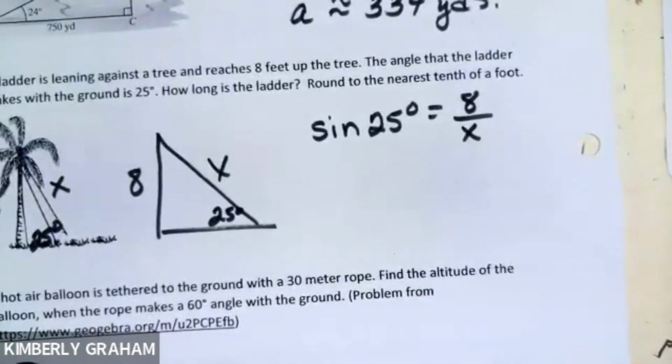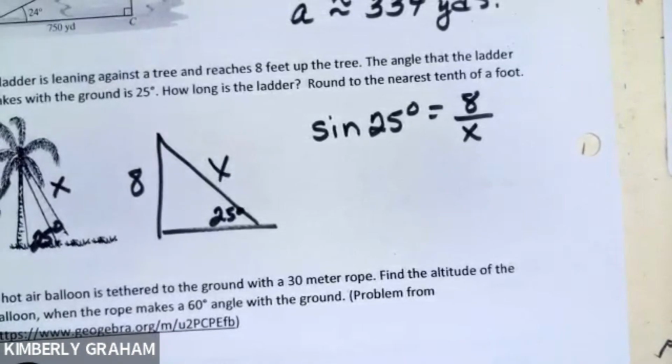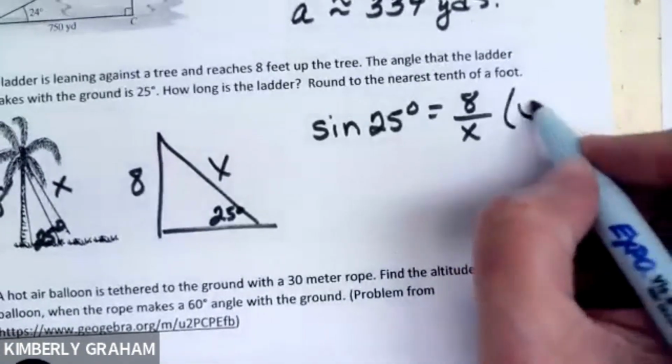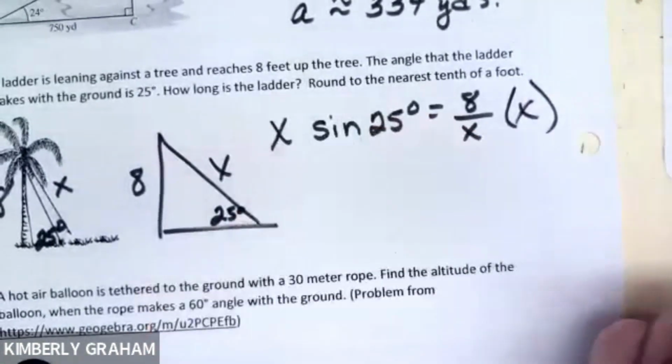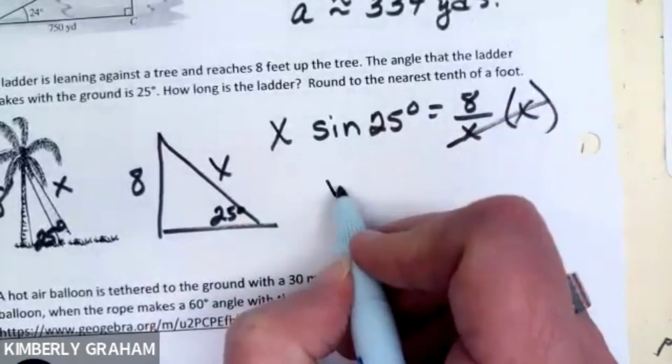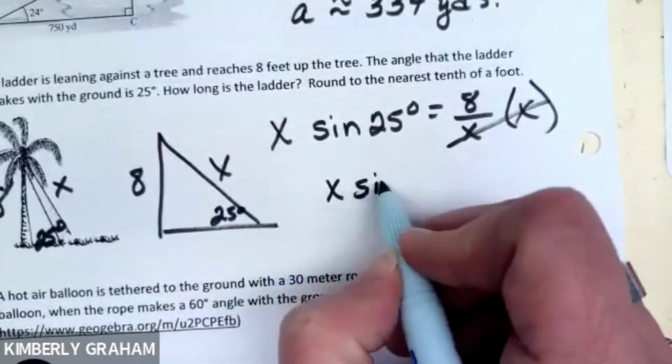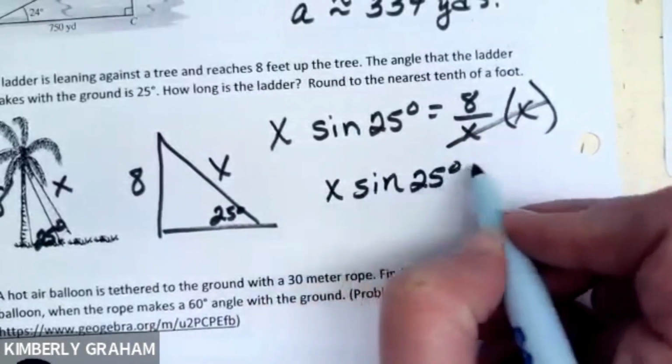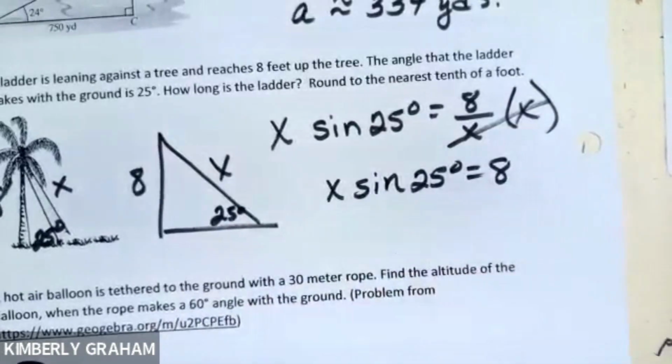Hopefully y'all remember from college algebra, when you have a variable in your denominator, and you want to get that variable out of your denominator, you multiply both sides by your least common denominator. In this case, it's just X. So multiply both sides of my equation by X. This cancels. So I have X times the sine of 25 degrees equals 8.